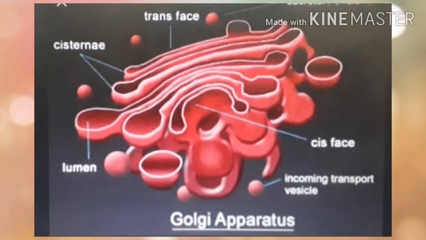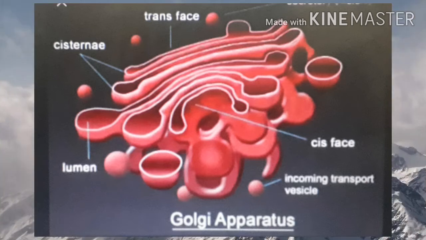Now let us discuss the Golgi apparatus. The Golgi apparatus was discovered by Camillo Golgi. The Golgi apparatus consists of a system of membrane-bound vesicles arranged approximately parallel to each other in stacks called cisternae.